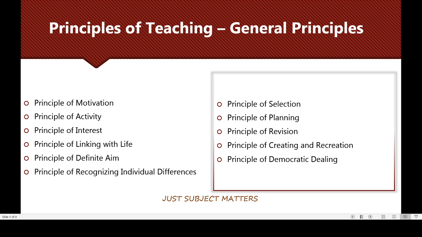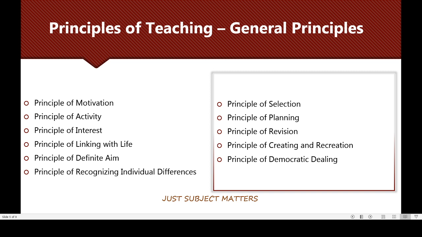The principle of activity is where it includes both physical and mental activities. For example, students are asked to make their charts and models. So, obviously, teaching follows the principle of activity, and the principle of linking with life, since life is a continuous experience, and learning linked with life is more enduring. And the principle of definite aim. So this is important for optimum utilization of teaching resources and making learning more focused.